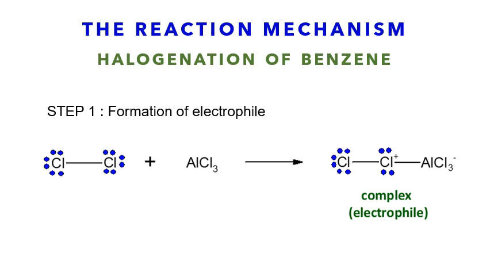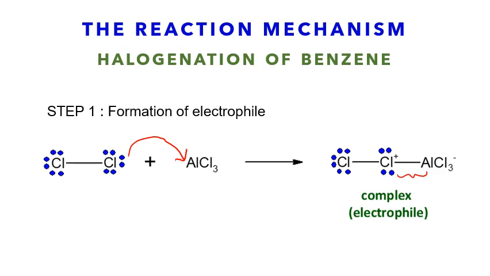The first step to write the mechanism is to show the formation of electrophile. So, to form the electrophile, we need the halogen molecules. So, in this reaction, we use the chlorine molecules, react with its Lewis acid catalyst, which is AlCl3. So the chlorine atom will share its electron pair to the aluminium, which is electron deficient. So the sharing electron forming a bonding between the chlorine atom and the aluminium atom.